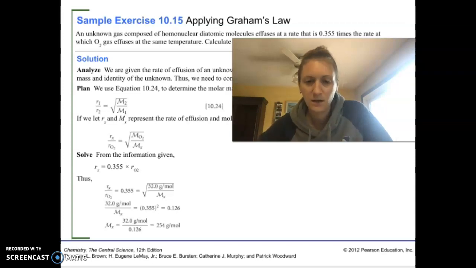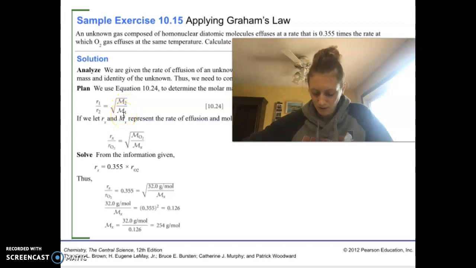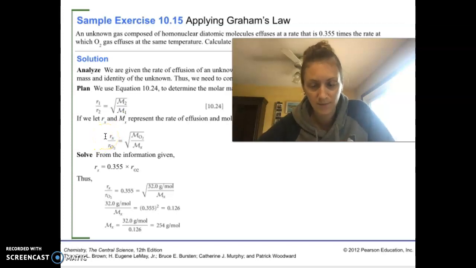So we are given the equation of Graham's law right here. R1 over R2 equals the square root of M2 over M1. We know that one of them is going to be labeled as X because that's our unknown, and the other one is for oxygen or O2. So you have Rx over RO2 is going to be equal to the square root of the molar mass of O2 over the molar mass of our unknown, or X. So this molar mass at the bottom is essentially what we want to find.